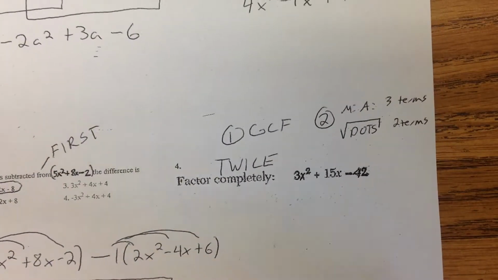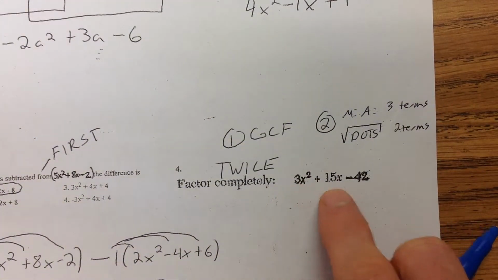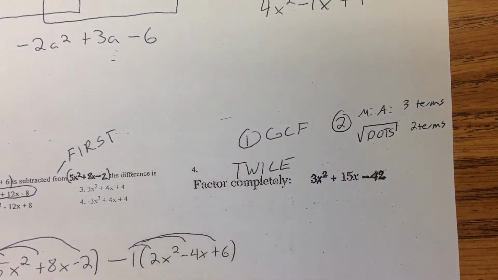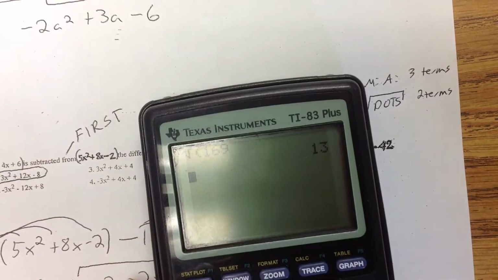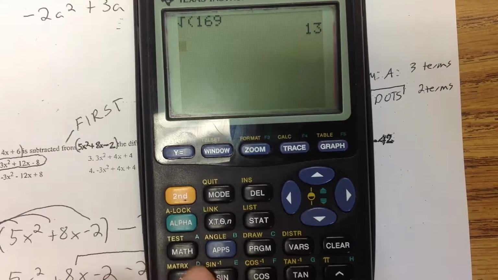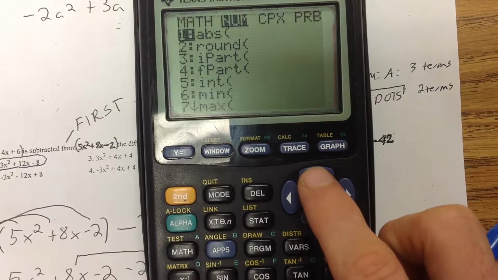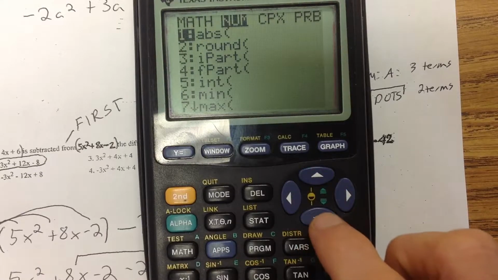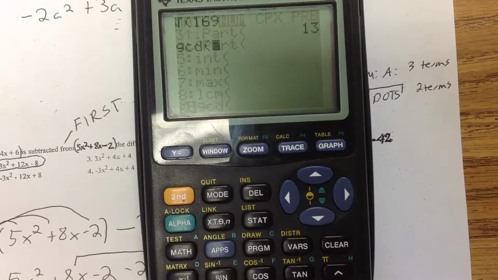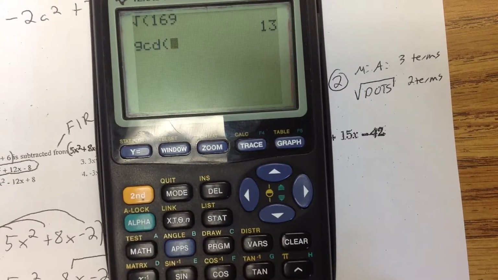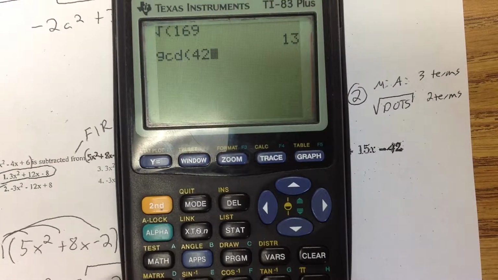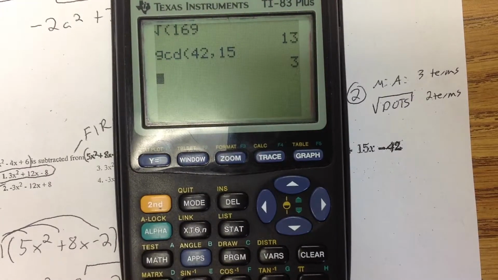Alright, so first thing we have to do is take out a GCF of 3x squared, 15x, and negative 42. Now, if you know that, awesome. If not, what you can do is you can go to your calculator, and then you can go to Math, scroll over to Num, and then you need to get down to choice 9, and you can either hit down a bunch of times or you can hit up once, and then you can pick 2 of the numbers. You can't type in all 3 at once, so I might type in 42 and 15 and get 3.